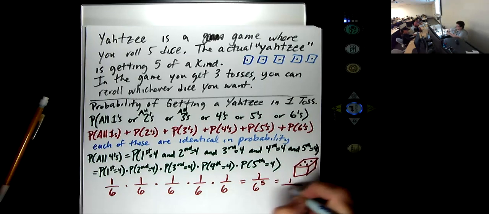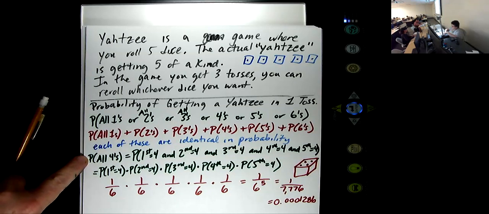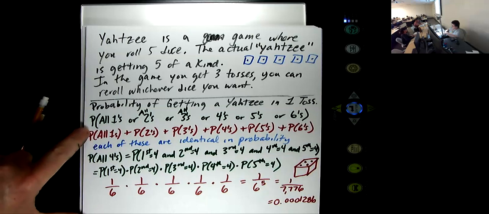it's 1 over 7,776, which is 0.000128. You have less than a 0.01% chance of rolling a Yahtzee in a single class. Of fours. That was just doing this green equation though. So we need to come back up here and do the total Yahtzee.